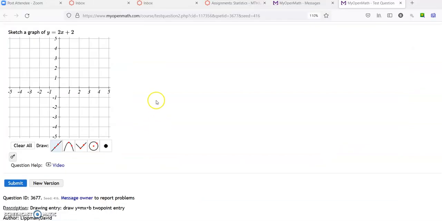So again, the slope is 2, so that means I go up 2 and over 1 from any point that I know is on there. Start with the y-intercept right here, it's 2, okay? And then I go up 2, over 1. And there's my line.